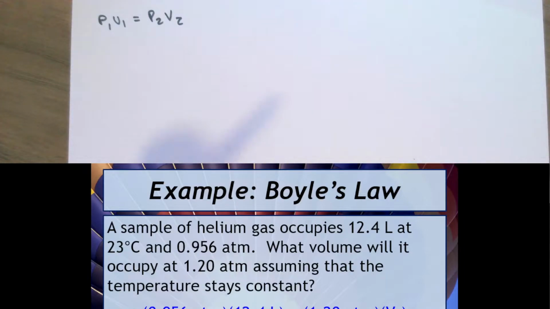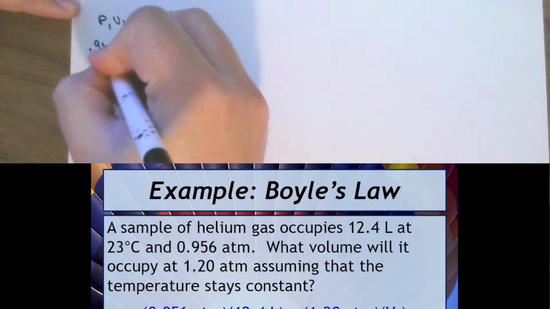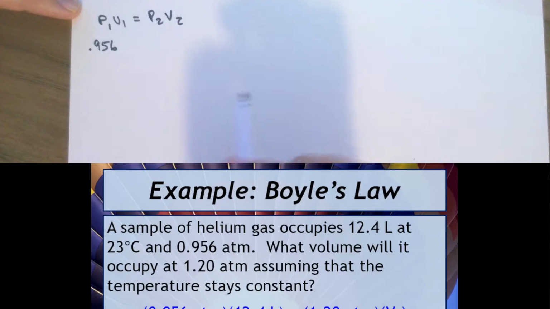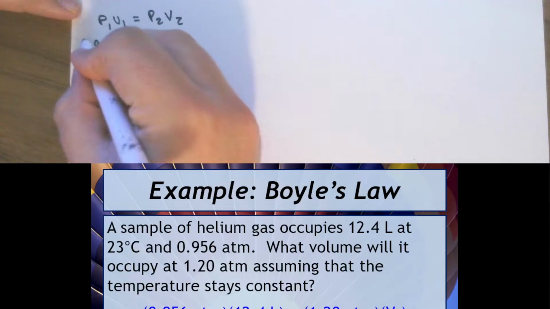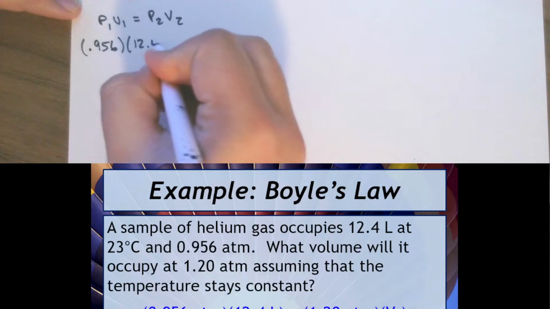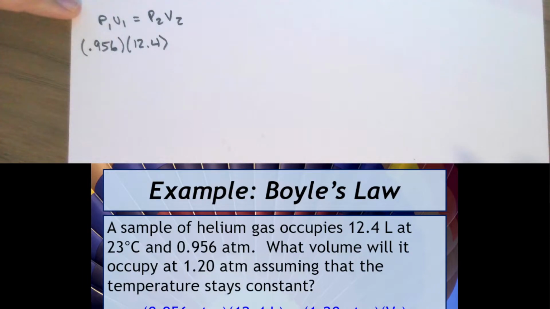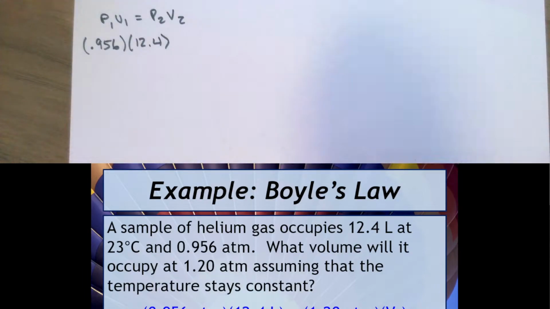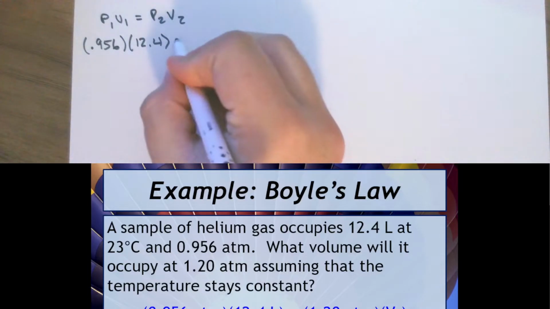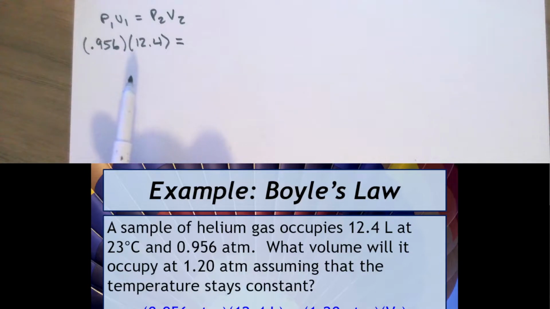So I'm going to choose the left side and put all that over there. My pressure one, it tells me, is 0.956 ATMs. My volume one is 12.4 liters. It gives me the temperature, but I don't need temperature in this one. If I want to know why, you can read towards the end a little bit. It says temperature stays constant. If the temperature doesn't change, it has no effect on the volume or the pressure. So only pressure and volume. The temperature is just a bit of extra information. So that's my left side, my initial conditions.